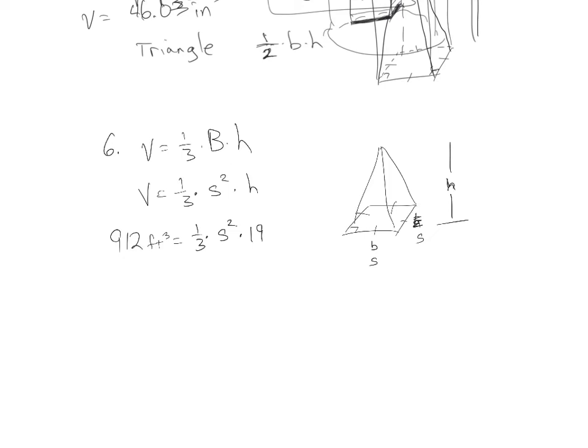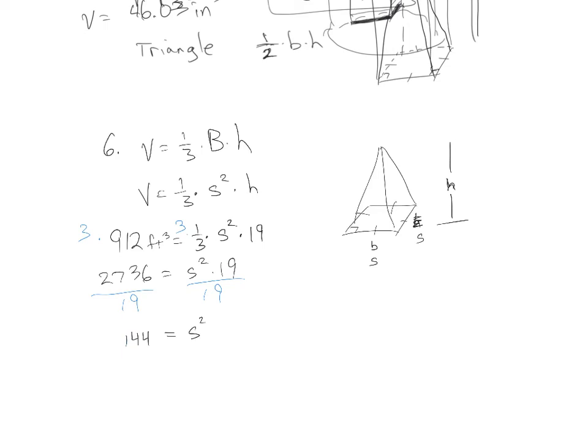So I'm going to multiply both sides times 3 to get rid of the 1/3. I'll take my calculator, and so 912 times 3 is going to give me 2,736. And again, it's side squared times 19. And to get rid of the 19, I'm going to divide by 19 on both sides on my calculator. That is 144 is equal to S squared.